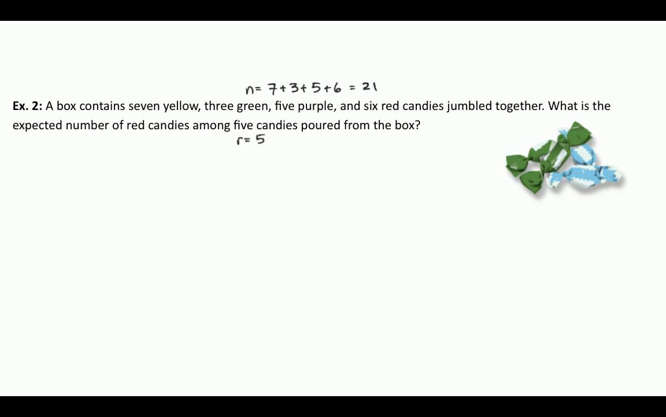If I want to just find the expected number of red, how many red candies do I have? Because if we're interested in red, A is what we're interested in. So A is equal to 6. So I've got R, I've got A, I've got N.